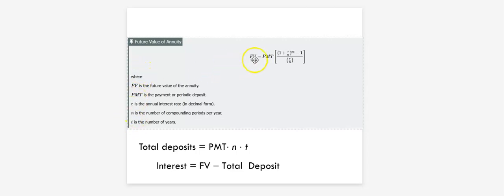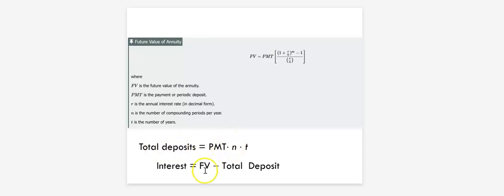Okay, these are the symbols, and you put these values into this formula to find the future value of the annuity. After you find the future value, you're also asked to find the total deposit in the annuity. So total deposit equals PMT, the periodic deposit, times n, the number of compounding periods per year, times time t. That's the formula for total deposit.